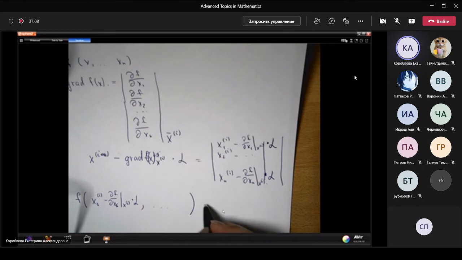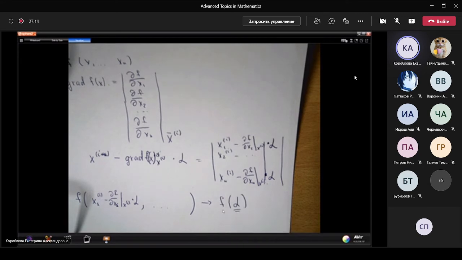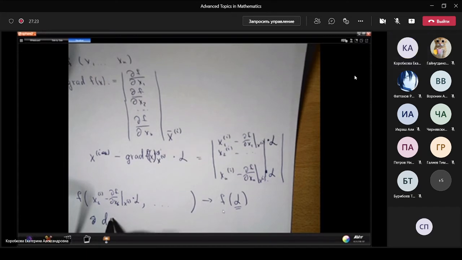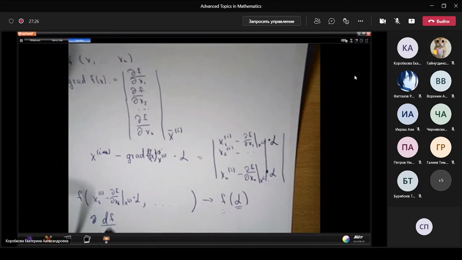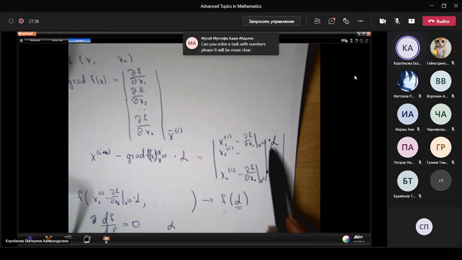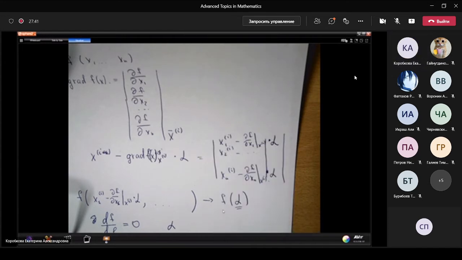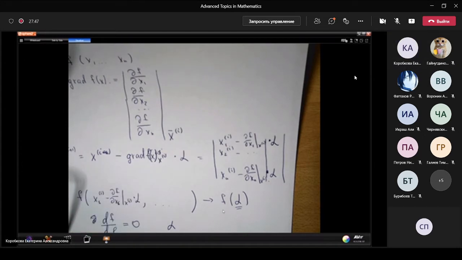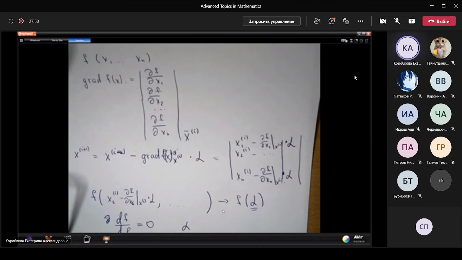And so on. So the function depends on the length of the step. And once more, as in the previous case, we should find the derivative, which should be equal to zero. And we can find the length of the step and put it into the expression. In this way, we'll get the next point.